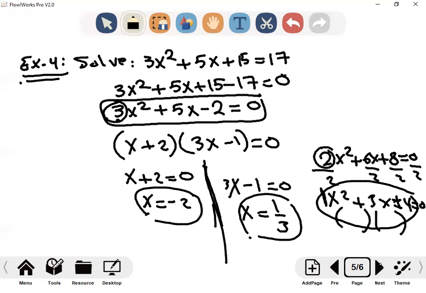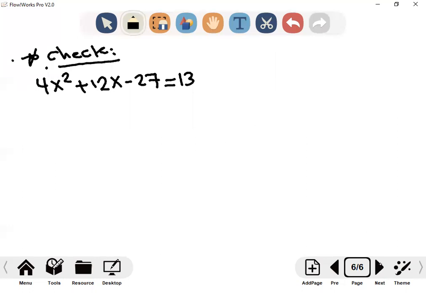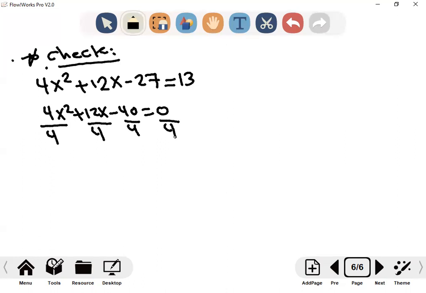But here, let's shift the 13 for x power 2 plus 12x minus 27 minus 13, minus 40. Now take a look at the 4. The 12 can divide by 4. The 40 can divide by 4, right? So you can get rid of this 4 by dividing the whole equation by 4. This will be x power 2, this will be 3x, and this will be 10 equal.